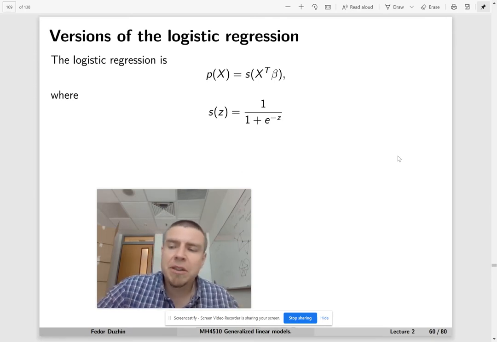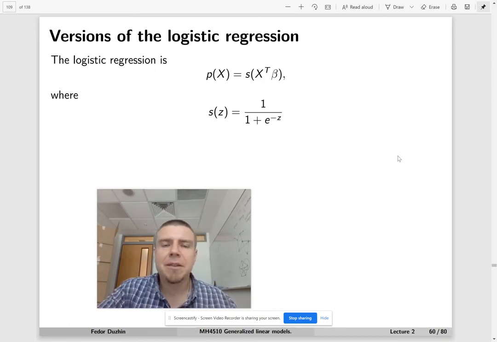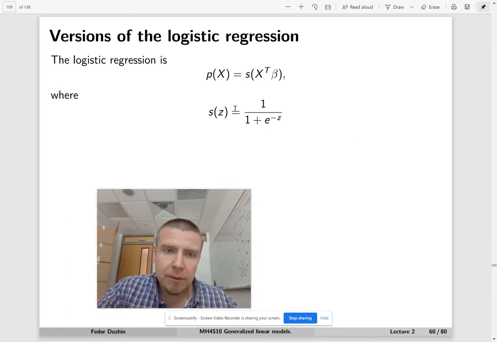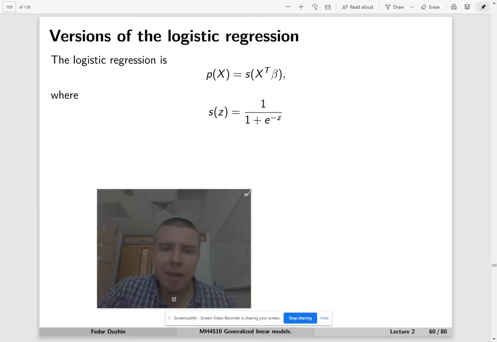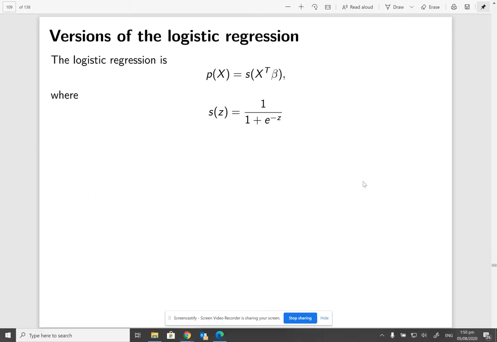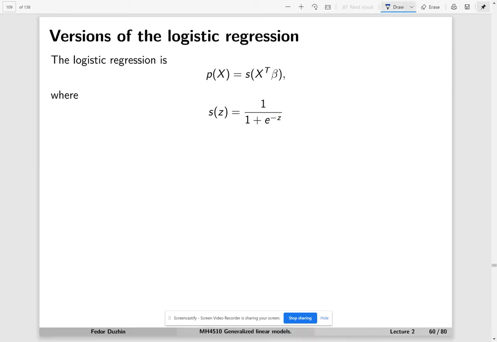So instead of using the mean squared error, we are using the minus log likelihood. Okay, so this S of z is a sigmoid function. This is a particular sigmoid function which is called a logistic function.